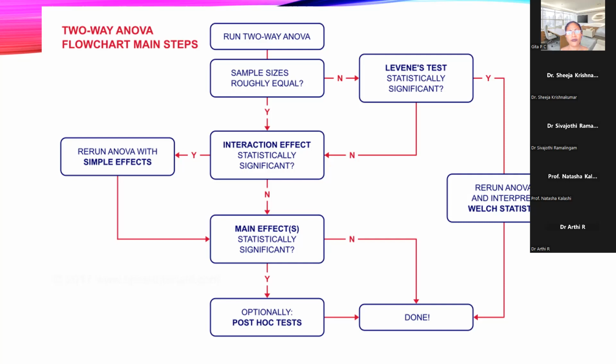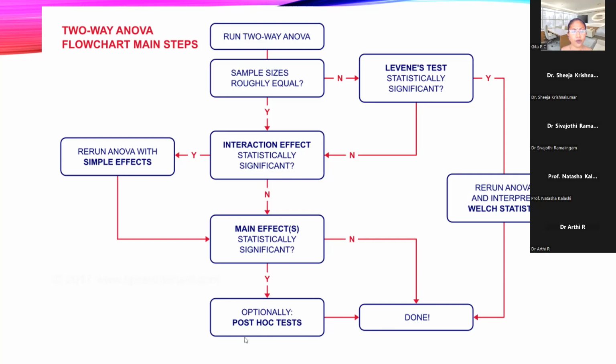From the interaction effect, if it is statistically significant, you can rerun ANOVA with simple effect. In this simple effect, if your main effect is statistically significant, then you can go to the end of ANOVA and perform the post hoc test. Next, if your post hoc test also gives results, then you can complete your ANOVA. So here you are seeing a Levene's test, an interaction effect, a simple effect, a main effect, and then a post hoc test.